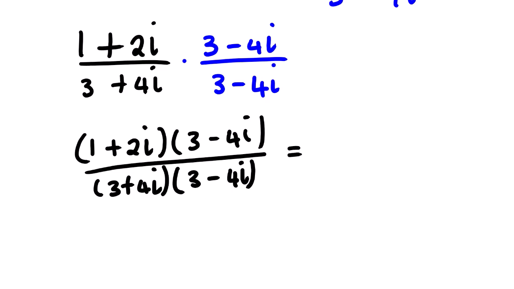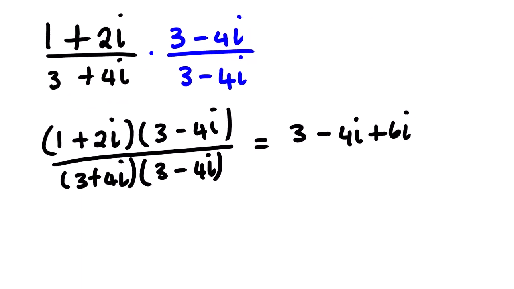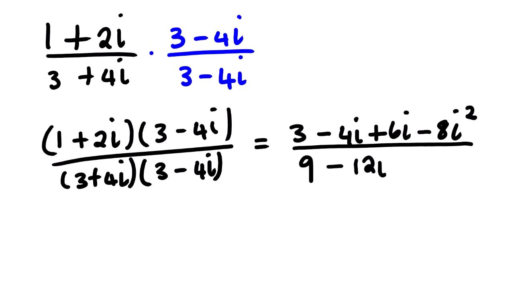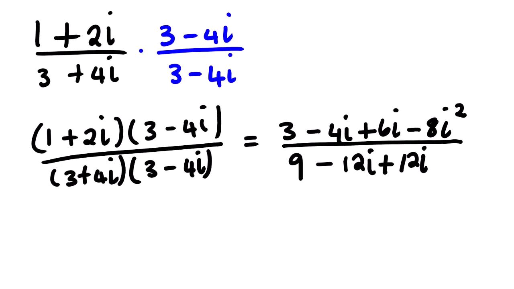This will be equal to, when we distribute, 1 multiplied by 3, we have 3, 1 multiplied by negative 4i, we have negative 4i. 2i multiplied by 3, we have positive 6i, and then 2i multiplied by negative 4i, we have negative 8i squared. 3 multiplied by 3 is 9, 3 multiplied by negative 4i is negative 12i, 4i multiplied by 3, we have 12i, and then 4i multiplied by negative 4i, we have negative 16i squared.